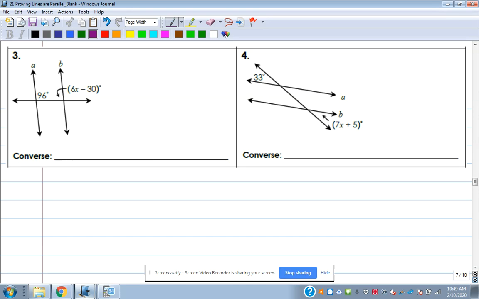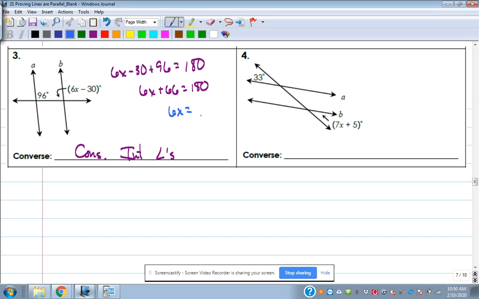What's the relationship there? Consecutive interiors. So they add up to be 180. So we have 6x minus 30 plus 96 equals 180. 6x plus 66 equals 180. 6x equals 114. Divide by 6. x is 19.